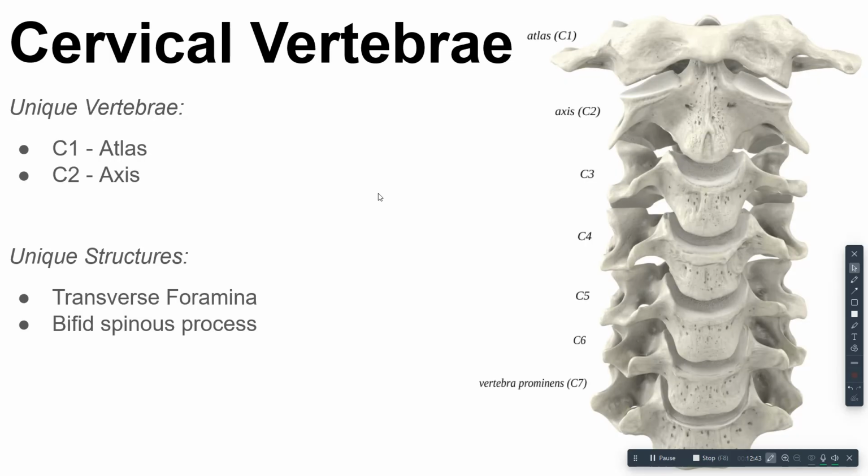Now I want to look at my 7 cervical vertebrae. My first 2 are unique. C1 is unique. C2 is unique. C1 is also called the atlas. C2 is called the axis. And then the other 5 are like regular cervical vertebrae. And we're going to see a pair of unique structures on those other regular cervical vertebrae, including some transverse foramina, as well as what's called a bifid spinous process.